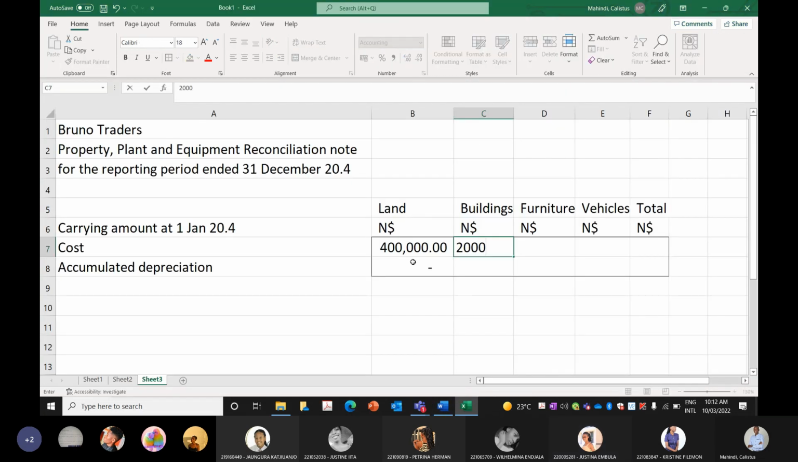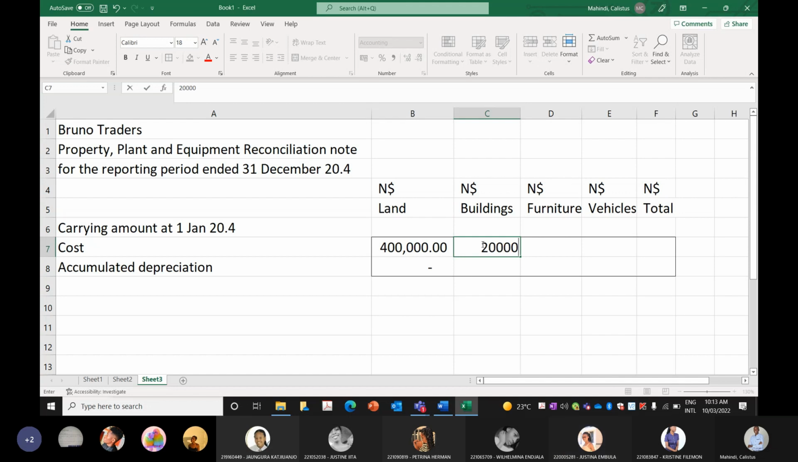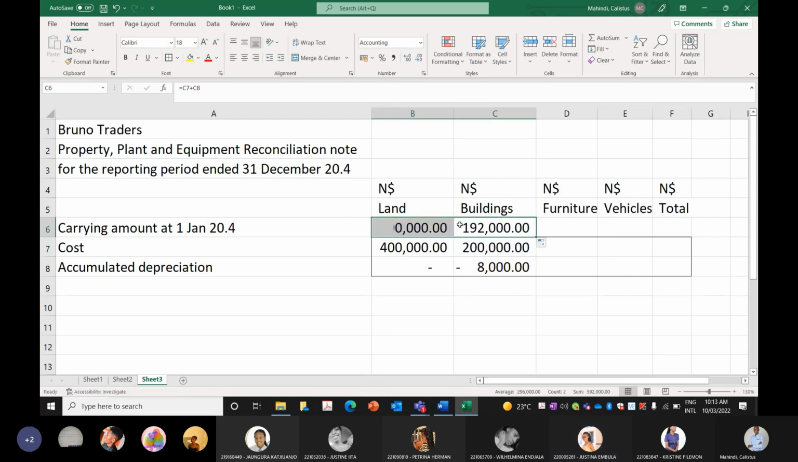So it's 200,000. Okay, sorry, I made a mistake here. Let me just do it like this. So this was 200,000 and this was 8,000. So you see the 200,000 is positive while the 8,000 is negative. So the carrying amount is just the 200,000 minus the 8,000. Then we're going to get a value of 192,000. For land, it's 400,000. And then we have the same for the furniture and vehicles.